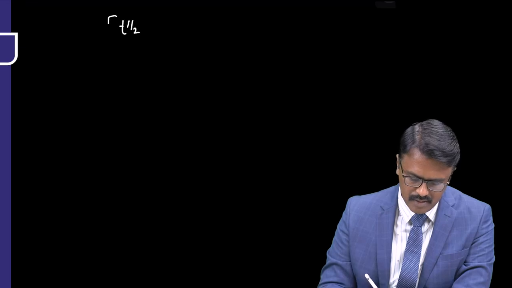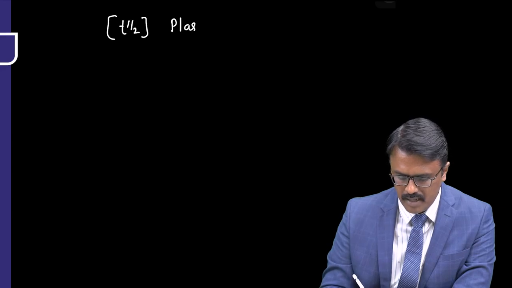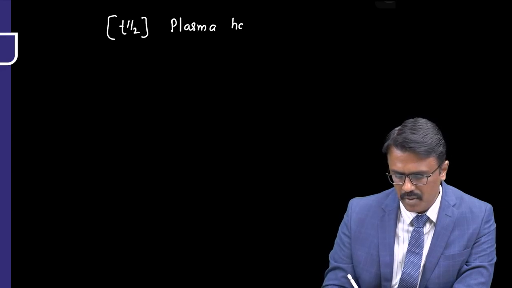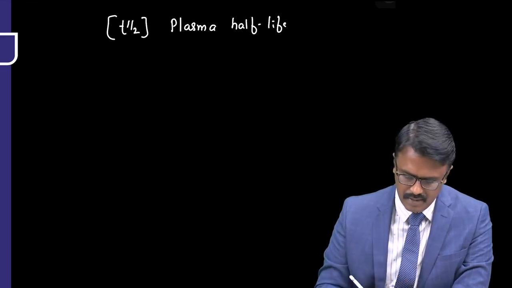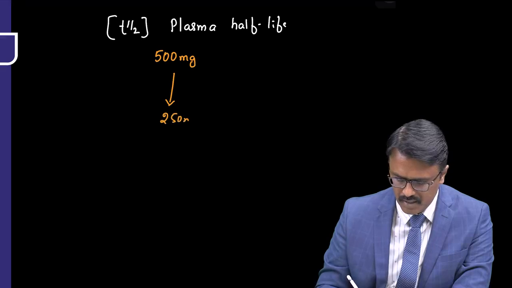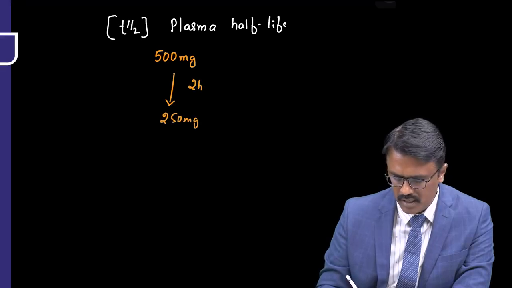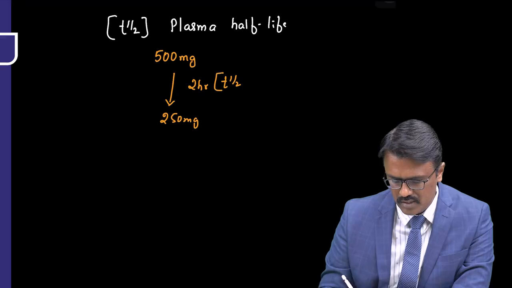I already told you what half-life is. Half-life is written by the letter T half, and it is called plasma half-life. Now, what do you mean by plasma half-life? It is nothing but the time required to make the drug 50%. I gave the example like this. Suppose I give 500 mg of the drug. It has to be made 250 milligram. It takes 2 hours for that, and the half-life of the drug is 2 hours. That is the simplest meaning of that.